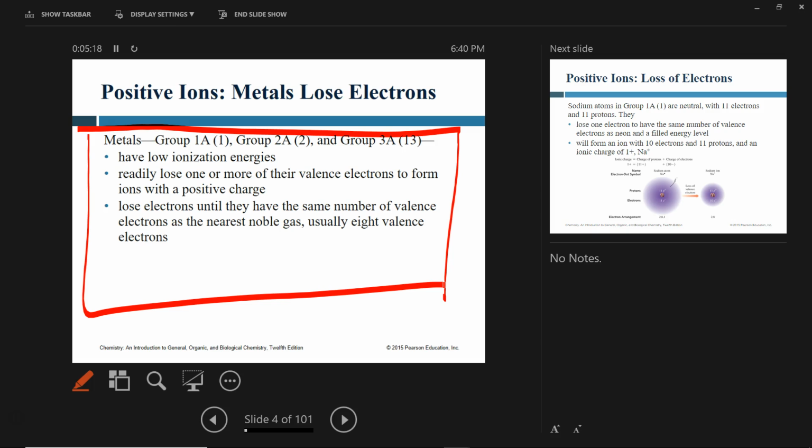Does that make sense? Basically, we can say that all alkali metals, elements of the first group, form ions with a charge +1. Always, no exceptions. All alkaline earth metals form ions with a charge +2. No exceptions.